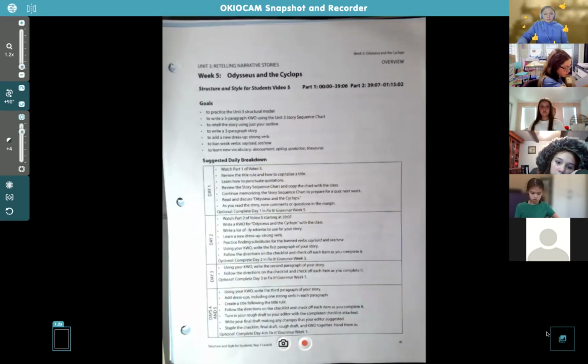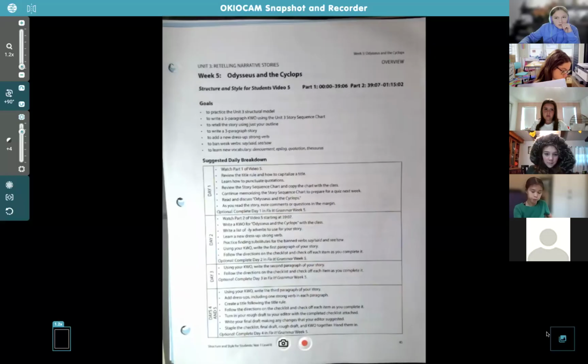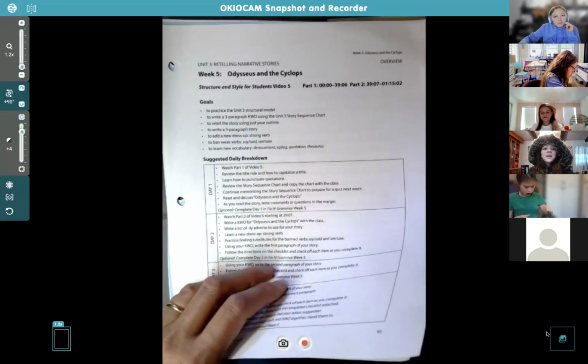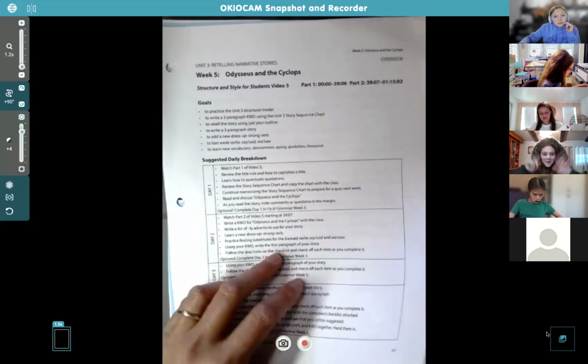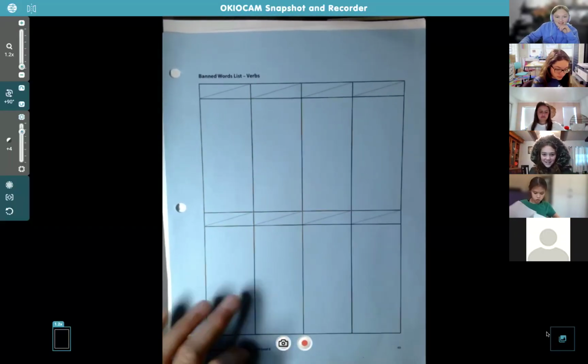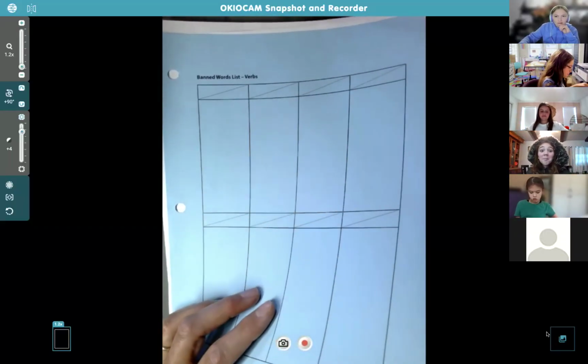Okay, did you notice there's a blue page in here? And if you've had my class before, you know what the blue page is. Remember the blue page? Banned words. Wah, wah, wah. Banned words. Let's just get that out of the way.